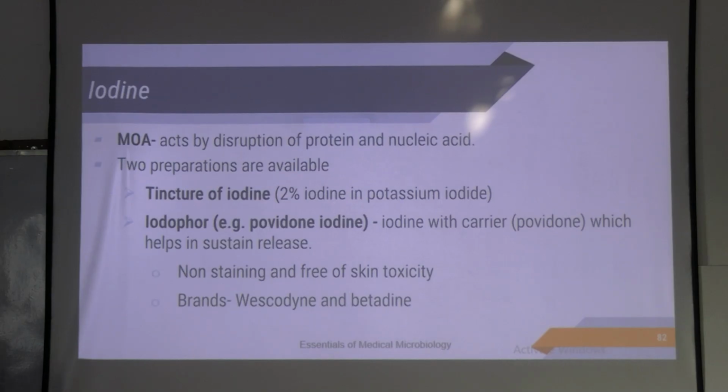Because the iodine is released very rapidly, hence the asepsis of the skin will be done very quickly. But suppose there is a wound and I want the patient to apply the ointment, and for that we can use the povidone iodine, because it will release the iodine slowly but in a sustained way. Okay.